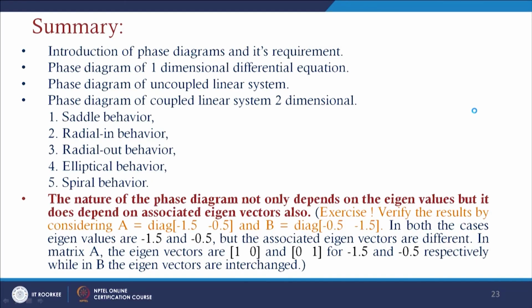Consider a case where A has diagonal entries minus 1.5 and minus 0.5, and B is a system with minus 0.5 and minus 1.5. In both cases the eigenvalues are negative, but the associated eigenvectors are different. In matrix A the eigenvectors are (1, 0) and (0, 1) for minus 1.5 and minus 0.5, while in B the eigenvectors are interchanged. So in that case also we can use these phase diagrams to find the stability nature of this system.